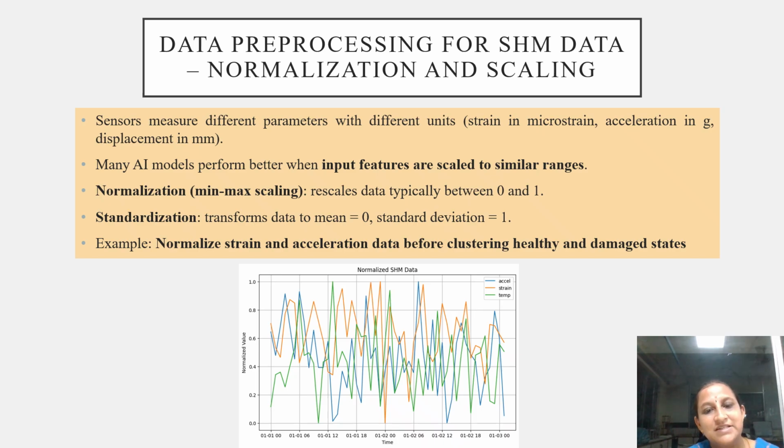Normalization is done where the data will be made to range from 0 to 1, and standardization is done where the data will be scaled to a mean of 0 and standard deviation of 1. And as given in the figure here, the normalized SHM data is given for acceleration, strain, and temperature, where the data values range from 0 to 1.